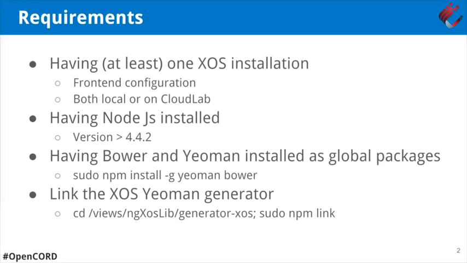In order to follow this tutorial, you need to have at least one working XOS installation, both on ON.Lab or on a local VM. The tools provided to create custom views are based on Node.js and require you to have both Bower and Yeoman installed as global packages. Lastly, you need to create a global symbolic link to the provided generator. You can find more information about this in the views/readme.md file.